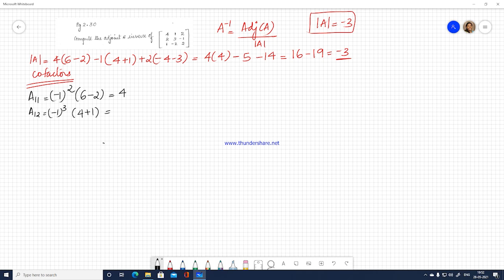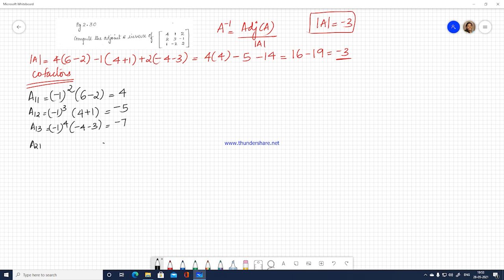Okay, so you'll get it as minus 5 over here. Then A13 is equal to minus 1 raised to 4. Then you cover this column and the row. It will be minus 4 minus 3. So you get it as minus 7.